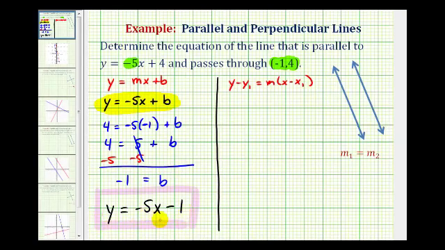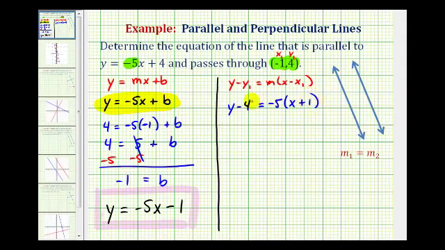Now let's see if we get the same equation if we use point-slope form instead. Remember, in point-slope form, m is still the slope, but x sub 1, y sub 1 are the coordinates of any point on the line. So we'll use negative 1 for x sub 1 and positive 4 for y sub 1. So we would have y minus 4 equals negative 5 times the quantity x, and then here we'd have minus negative 1, which is equivalent to plus 1.